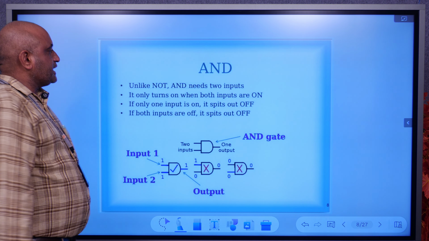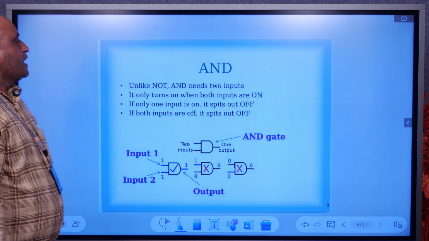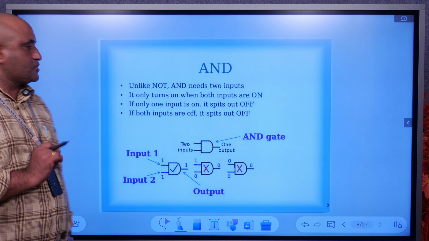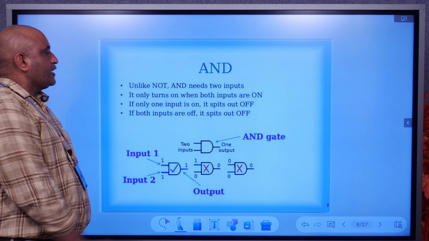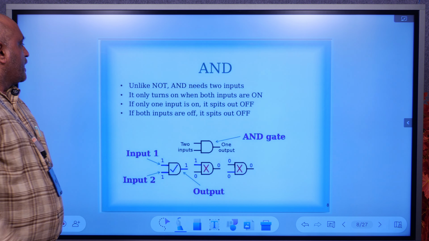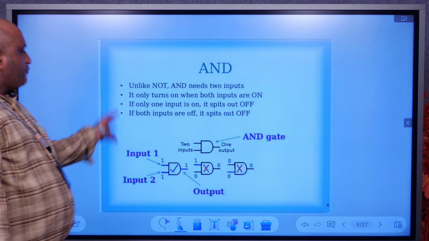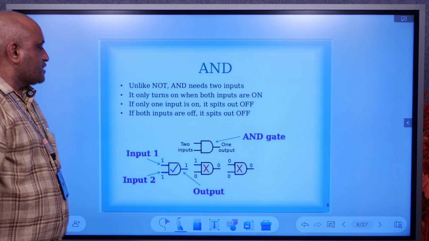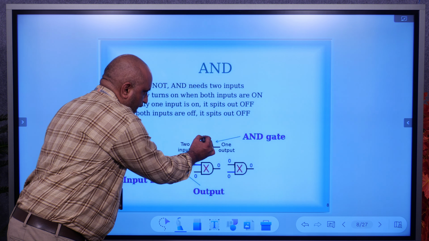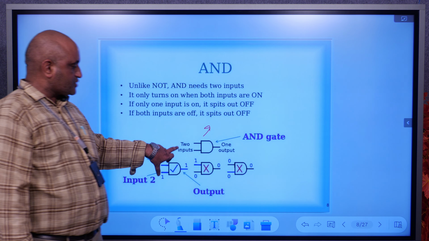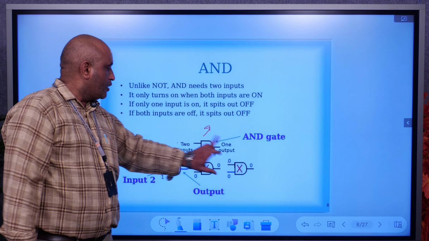Next, the second gate is the AND gate. Unlike the NOT gate, the AND gate has two inputs. The output is on only if both inputs are on. If only one input is on, it spits out off. If both inputs are off, it spits out off. Consider the AND gate with two inputs and one output.